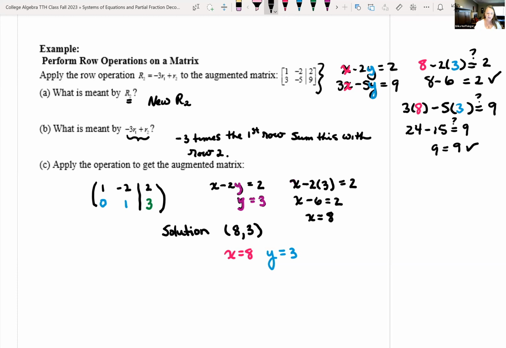So you can always go back and check to see if the work you did was correct. It's easy to make minor errors in solving these, and so checking can be really helpful.